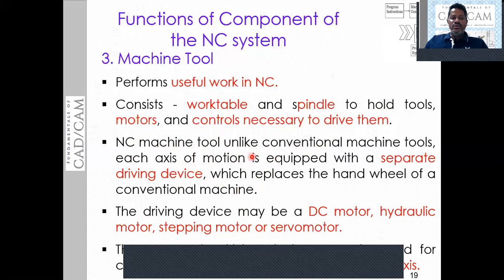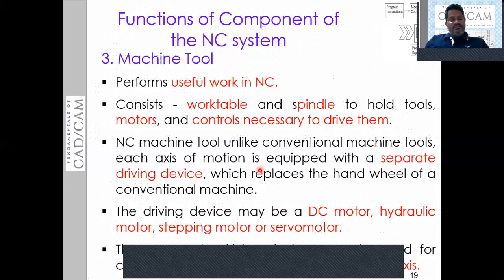each axis, each spindle, is controlled by a separate driving device. Whereas in the case of a conventional machine, only one drive is going to control the spindle. That is the difference between an NC machine and the traditional machine. The traditional machine has only one drive, whereas if it is a multi-axis NC machine tool, each axis is controlled and equipped with a separate driving device. That is the difference between the traditional machine and the NC machine.